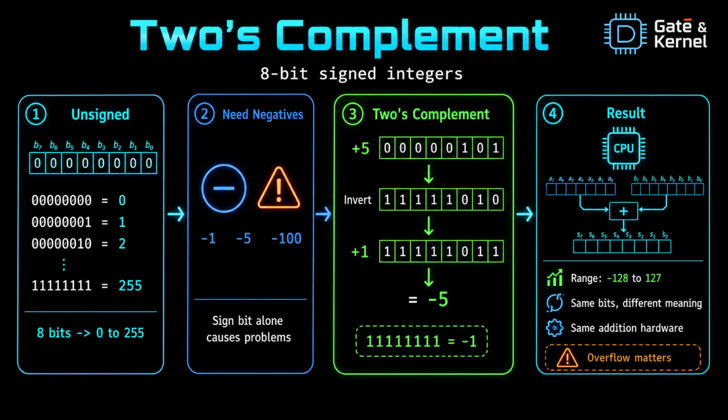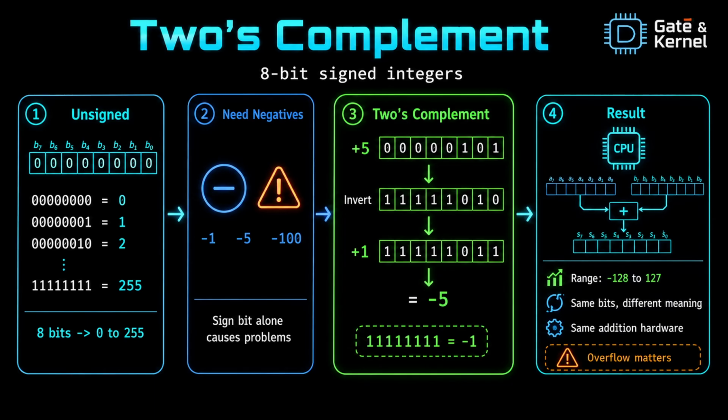It is one of the most important ideas in computer arithmetic because it lets positive and negative integers use the same basic binary addition hardware. In this lesson, we will see how 2's complement works, why it is useful, how signed and unsigned values can use the same bits, and what happens during addition, subtraction, overflow, and sign extension.